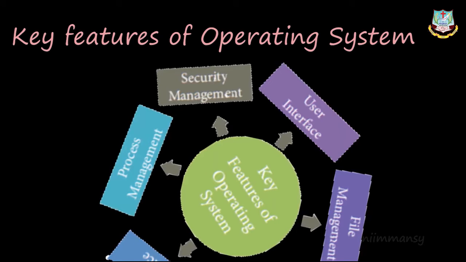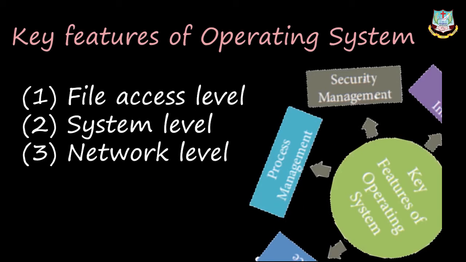The next one is security management. Security management is a major challenge in the computer and software industry. Now lots and lots of data and lots of content are circulating in the software industry and on the net, right? So security is the most needed one. Here we have three levels of security for the end user: file access level, system access level, network access level.